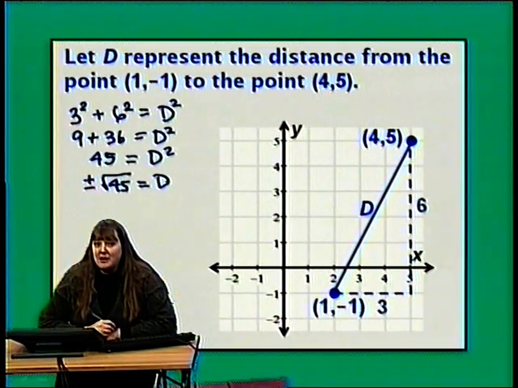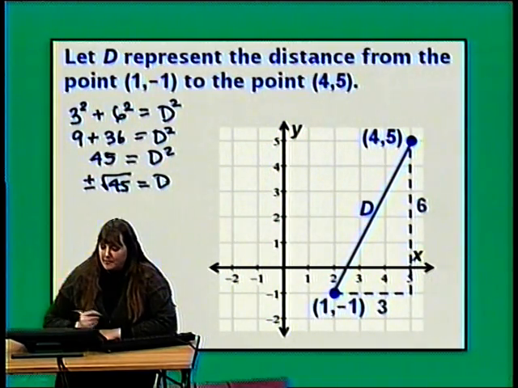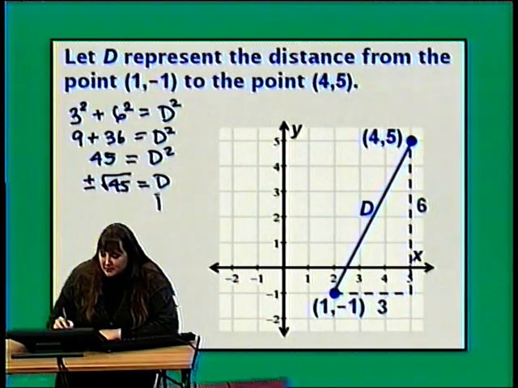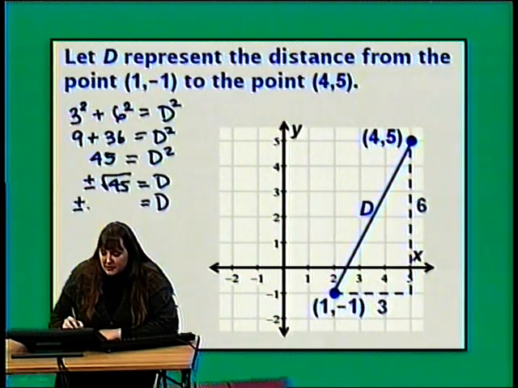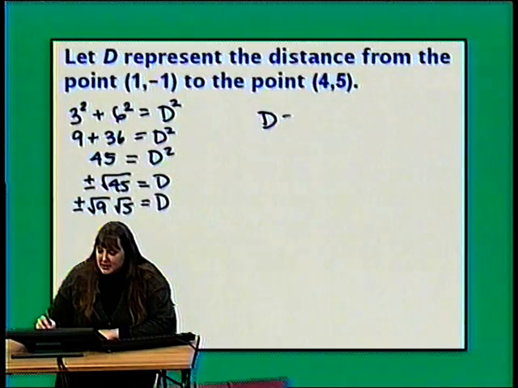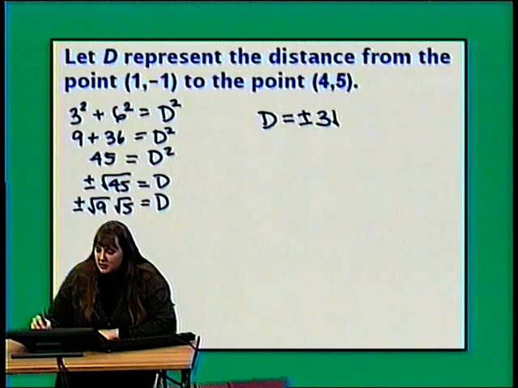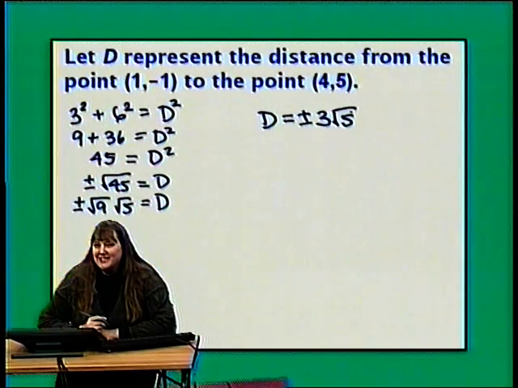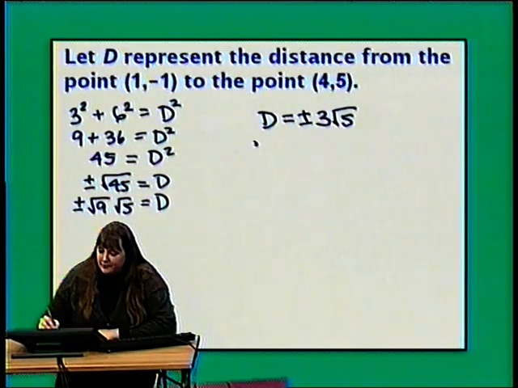Does 45 have any perfect square factors? Well, sure, 45 is 9 times 5, and 9 is a perfect square. So I'm going to simplify this as D equals plus or minus the square root of 9 times the square root of 5. Simplifying further, we have D equals plus or minus 3 radical 5. D is still representing a distance here, the distance between the 2 points in the coordinate plane, so the negative 3 square root of 5 doesn't make any sense. Let's make sure that positive 3 square root of 5 actually does check before writing our conclusion.